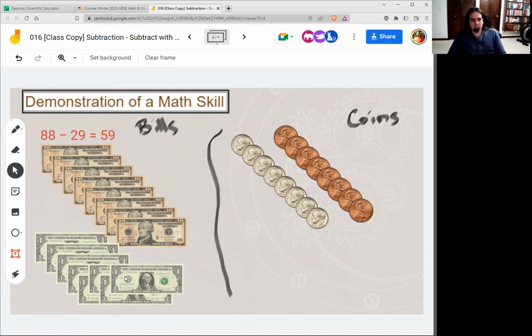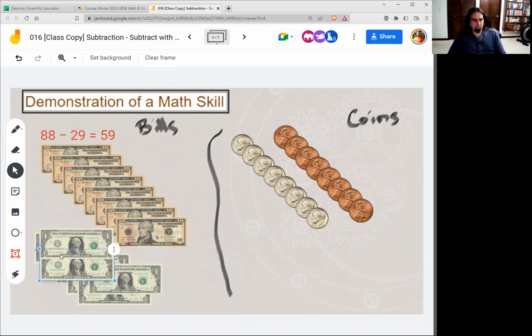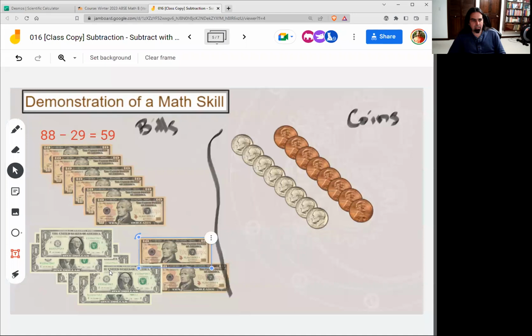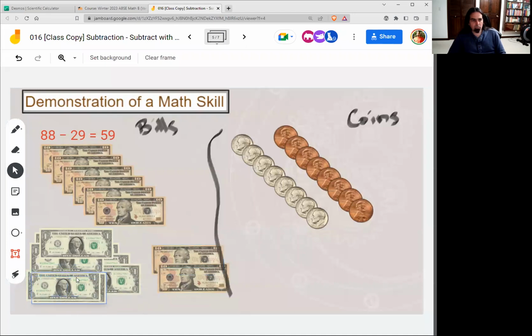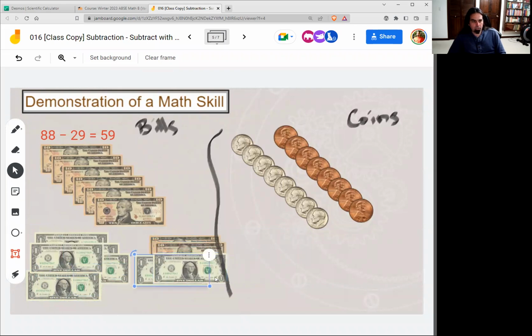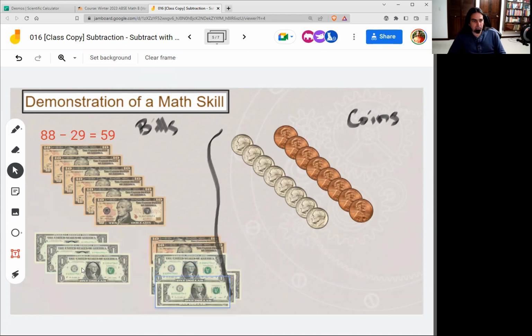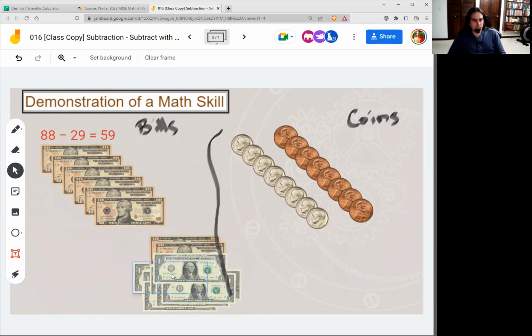So I can get started fine. I can get rid of 20. But then when I try moving these ones, 1, 2, 3, 4, 5, 6, 7, 8. I need one more and I ran out. Where can I get another one?